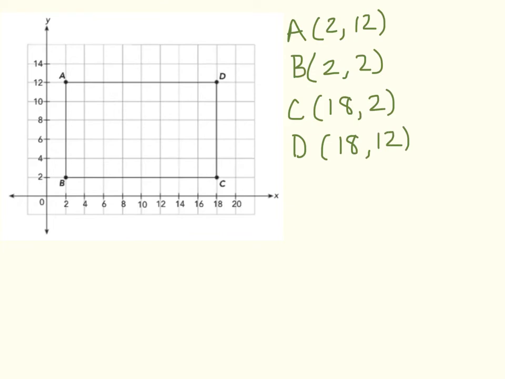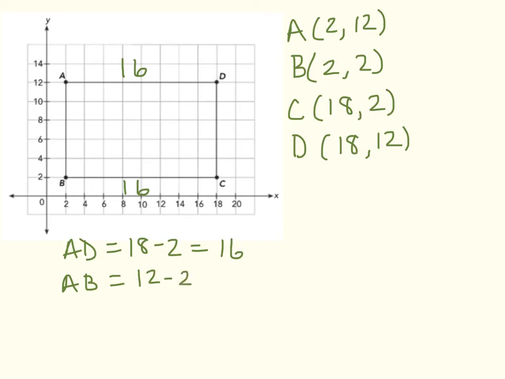Now let's find the length and the width of the garden in meters. So first, what's the length of AD? Well, we can solve for that by taking 18 minus 2, correct? To get a side length of 16. BC will be the same. Now let's find the width of the garden, which would be AB. And we can solve for that by taking 12 minus 2 to equal 10. And CD will be the same length.